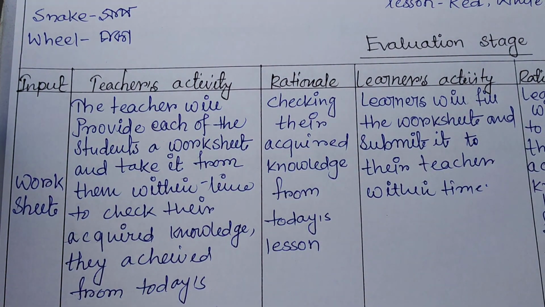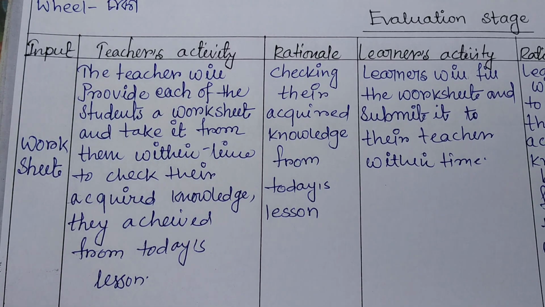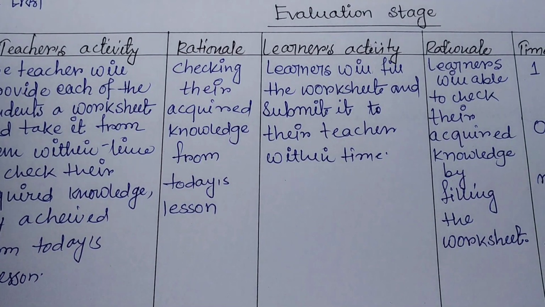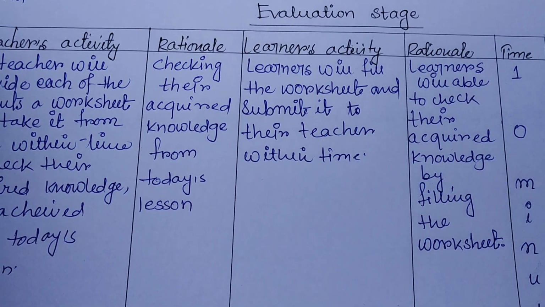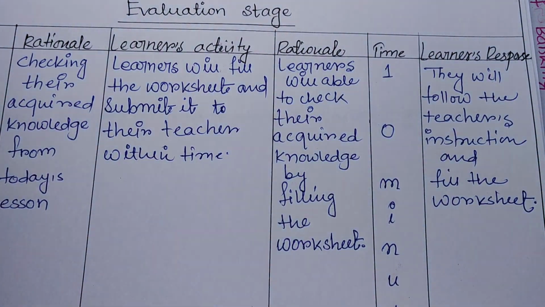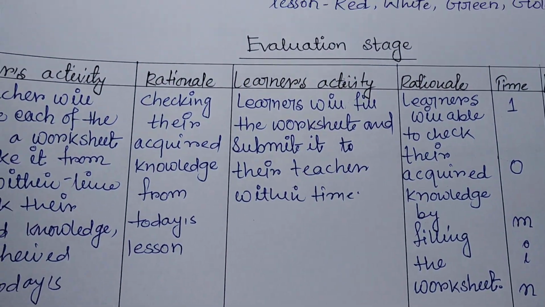Input, that is worksheet, providing worksheet. Teacher's activity: the teacher will provide each of the students a worksheet and take it back from them within time to check the knowledge they achieved from today's lesson. Rationale is checking their acquired knowledge from today's lesson. Learners will fill the worksheet and submit it to their teacher. Learners will check their acquired knowledge by filling the worksheet, and as learners' response, they will follow the teacher's instruction and submit it to the teacher.